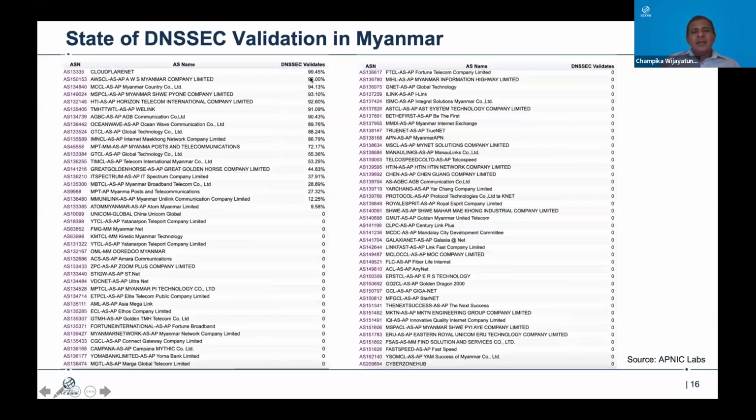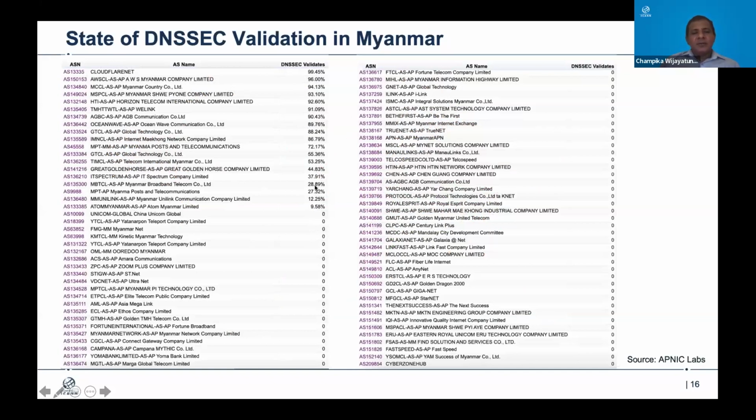This is again, in terms of the AS numbers, the networks that are doing DNSSEC validation. You can see some of the providers in Myanmar have a very high percentage of DNSSEC validation, over 90% or so, against the AS numbers, the operators. But some operators are not doing DNSSEC validation, so that's why it's showing 0. That's why it averages up to around 67 in general.